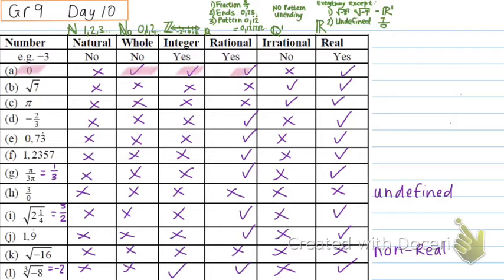Is it rational? Yes, it's rational because it ends. 0 is an ending number. It ends right there. It's not irrational. A number cannot be rational and irrational. So it's not irrational and it is real.